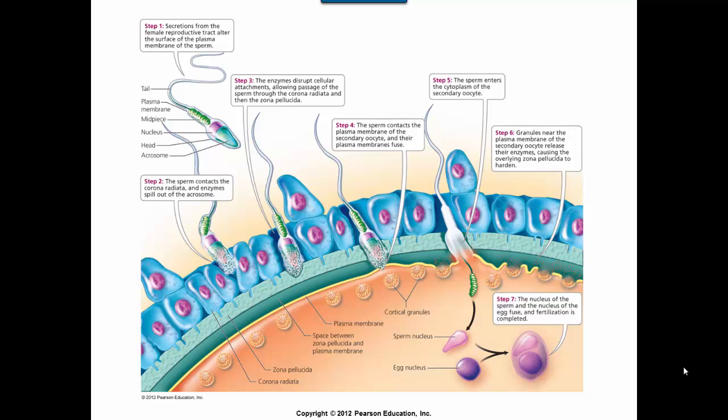The sperm enters the cytoplasm of the secondary oocyte. Granules near the plasma membrane of the secondary oocyte release their enzymes, causing the overlying zona pellucida to harden, which prevents entry of additional sperm. The nucleus of the sperm and the nucleus of the egg fuse, and fertilization is completed.